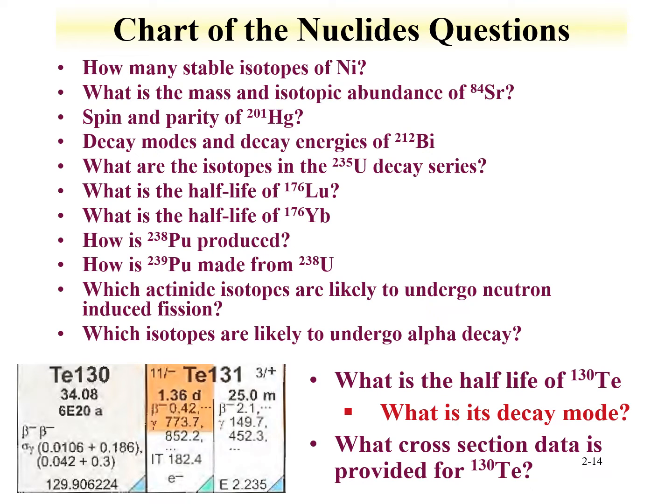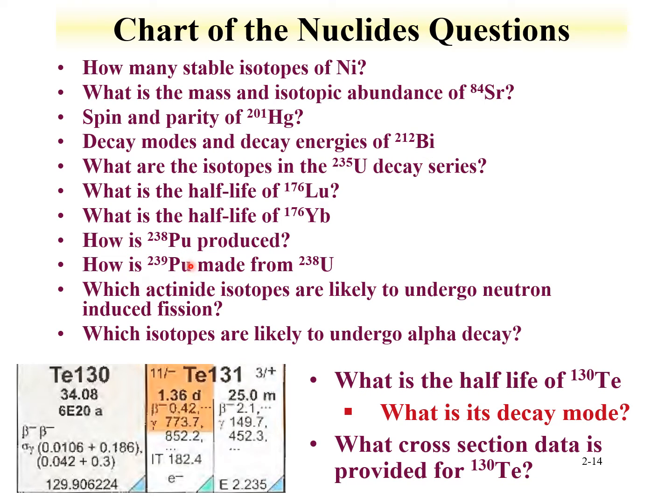Okay, you should be able to identify questions like how many stable isotopes of nickel are there? Go to nickel, count the number of gray boxes. What's the mass and isotopic abundance of a given isotope? For instance, strontium-84. The spin and parity of an isotope. The decay modes, so we talked about bismuth-212. What are the isotopes of a given series? The front part of the chart of the nuclides has information on the decay series. What are the half-lives of given isotopes? Lutetium-176, terbium-176.